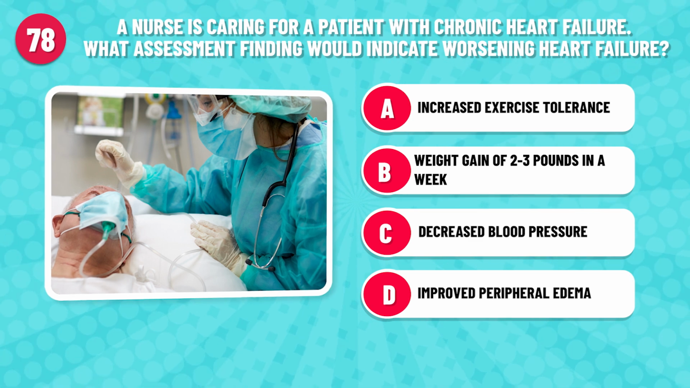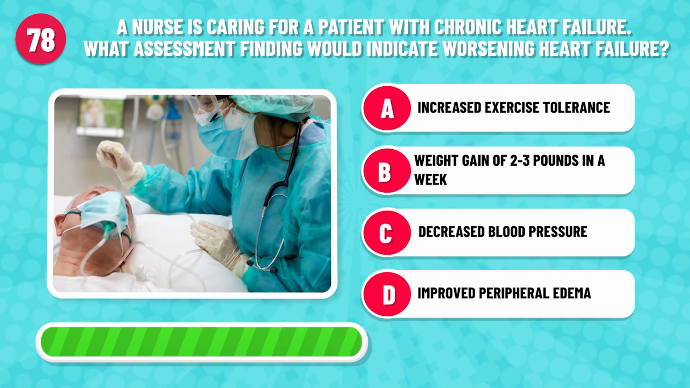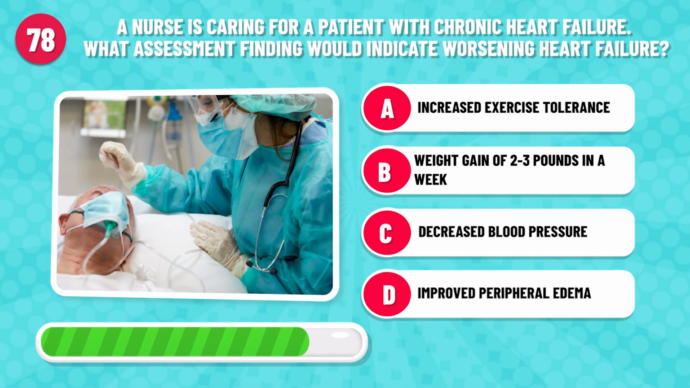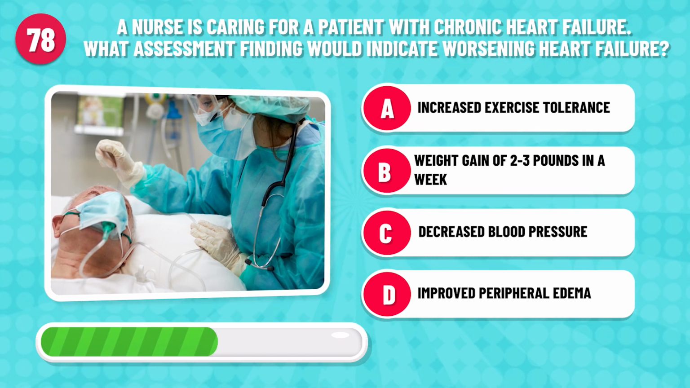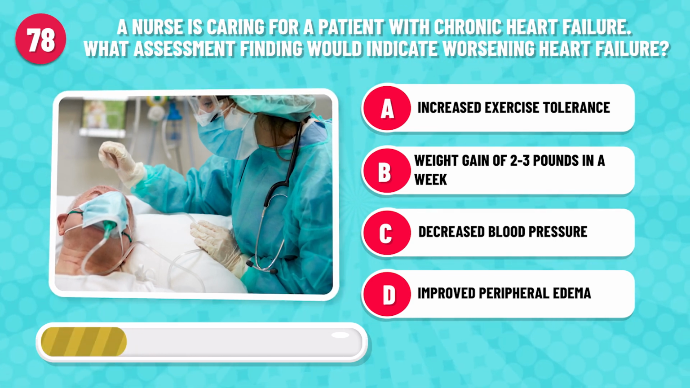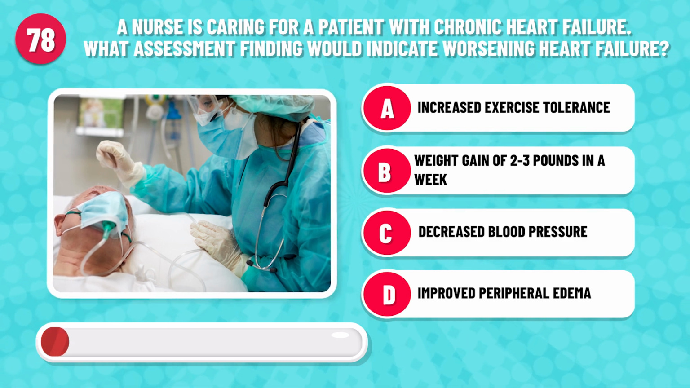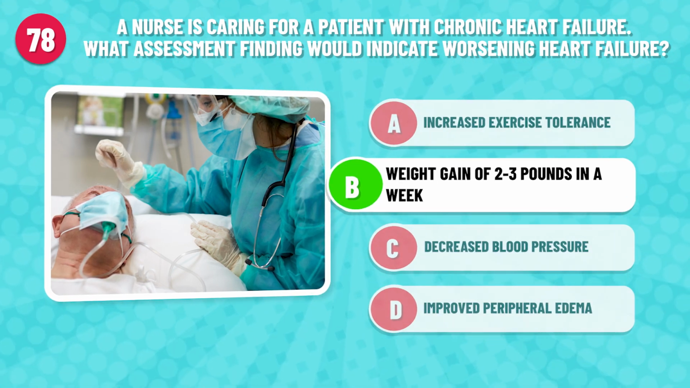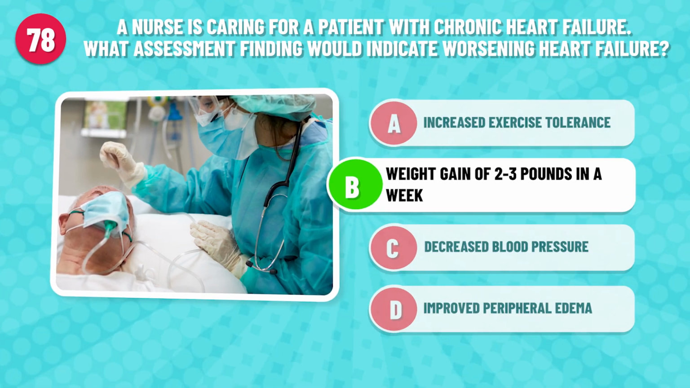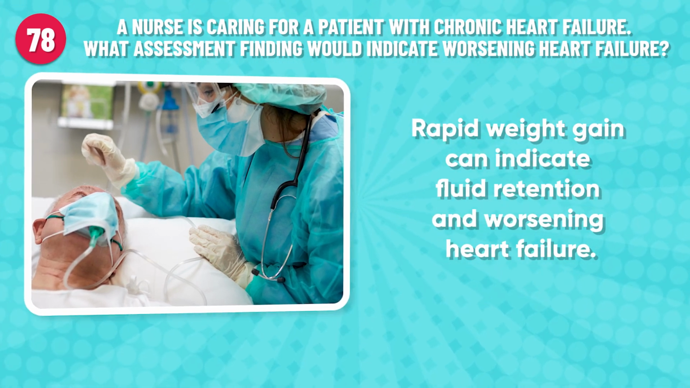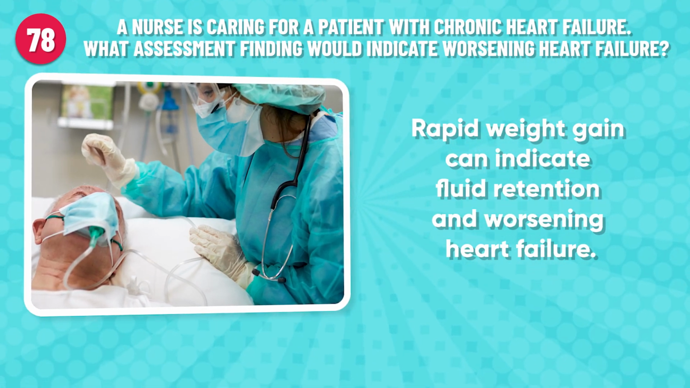A nurse is caring for a patient with chronic heart failure. What assessment finding would indicate worsening heart failure? It's B. Weight gain of 2 to 3 pounds in a week. Rapid weight gain can indicate fluid retention and worsening heart failure.